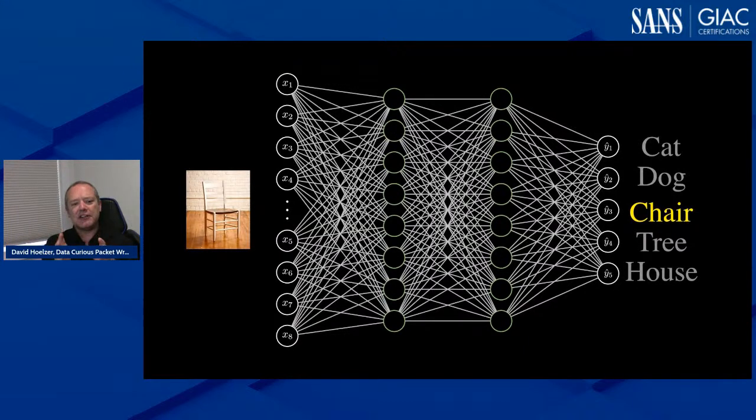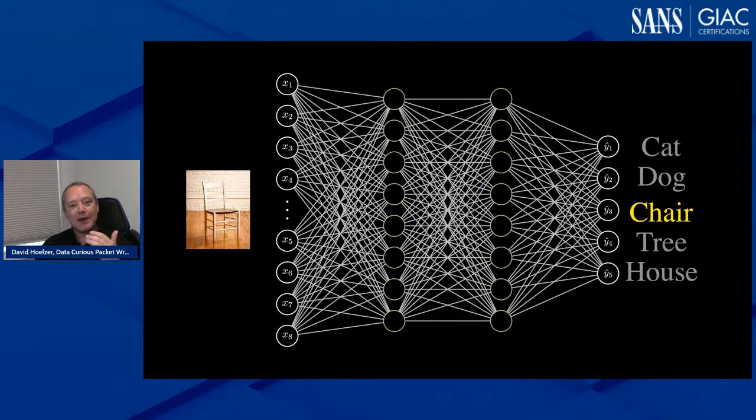In this case, we're looking at a neural network in a very typical configuration being used to do a classification task, where this network has been trained perhaps to distinguish between cats and dogs and chairs and trees and houses. And when I feed in a chair, what comes out of the other end is Y hat 3, the chair neuron, has the greatest activation. In other words, I think that's a chair. That's what the network is telling us.